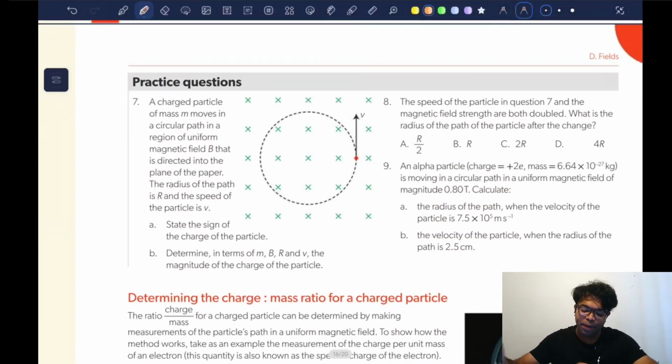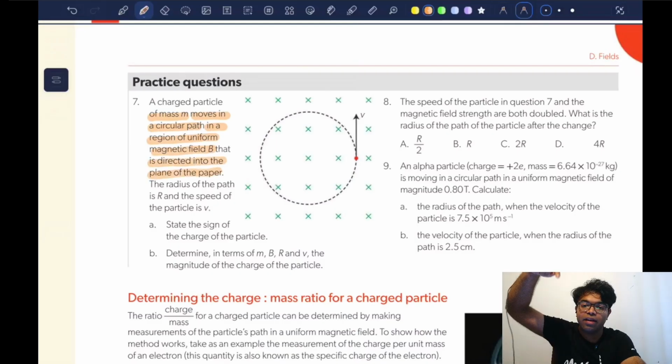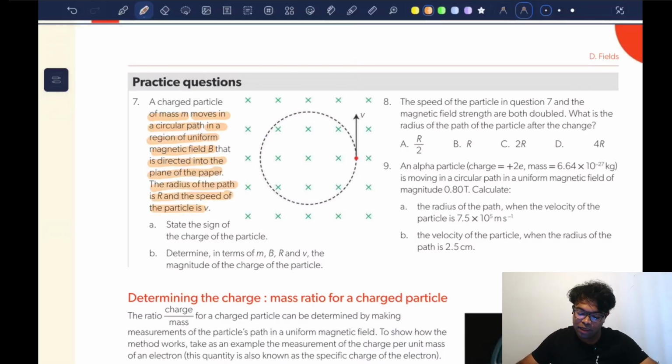Now in the practice question, it is said that a charged particle of mass m moves in a circular path in a region of uniform magnetic field B that is directed into the plane. That is, the magnetic field is going inside the plane of the paper. The radius of the path is r and the speed of the particle is v. We just have to derive a formula. First, state the sign of the charged particle.